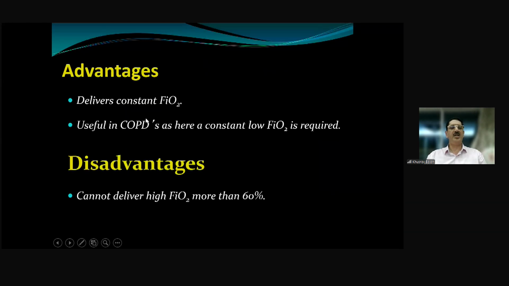So the advantage here is the FiO2 is constant. And one technique that we say in COPD, many will disagree with me, but there is logic here. Please hear me out. In COPD, we must always have low oxygen. That is also a controversial topic, but fine. It might reduce the respiratory drive. So we must not give more oxygen, and we must give only a constant 1 or 2 liters of nasal cannula.